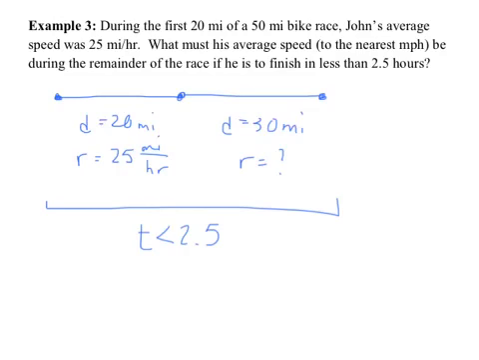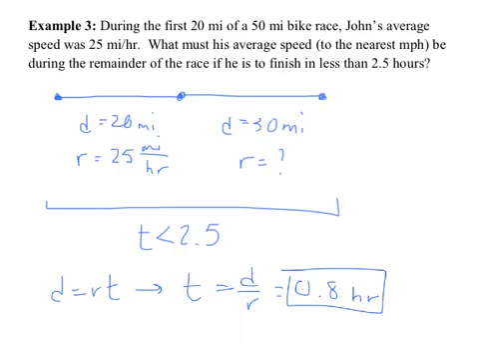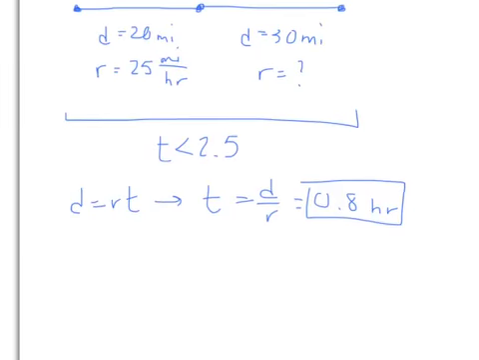So the 20 miles at a rate of 25 miles an hour in the first leg of the trip, using D equals RT. If you solve for time, it's D over R, right? And D over R is 20 over 25, which is about 0.8. Yeah, or exactly 0.8 hours. Okay? That's the first part of the trip. It takes 0.8 hours to complete the first leg of this trip.